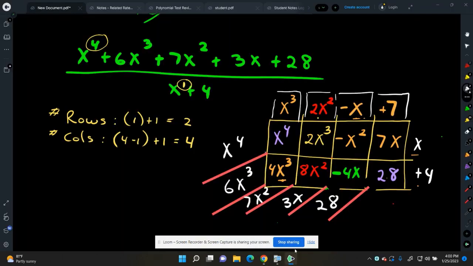All right, so if we look at our diagonals, right here, this diagonal goes through the 28. Right here we have 7x minus 4x. That gives me 3x. Negative x squared plus 8x squared. So I have 7x squared. 2x cubed plus 4x cubed gives me 6x cubed. And then we have just x to the 4th.